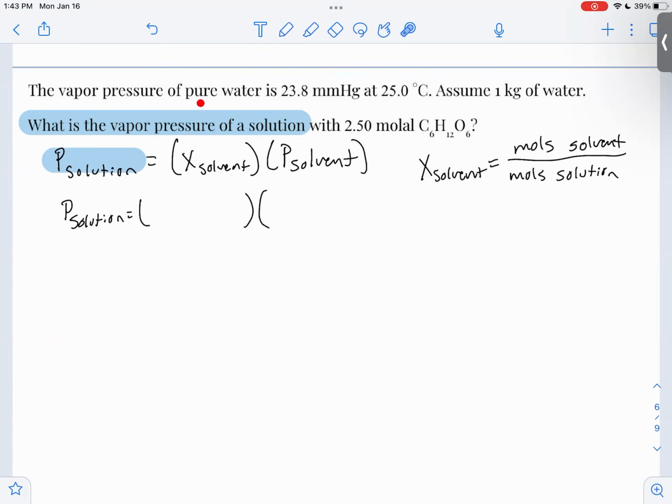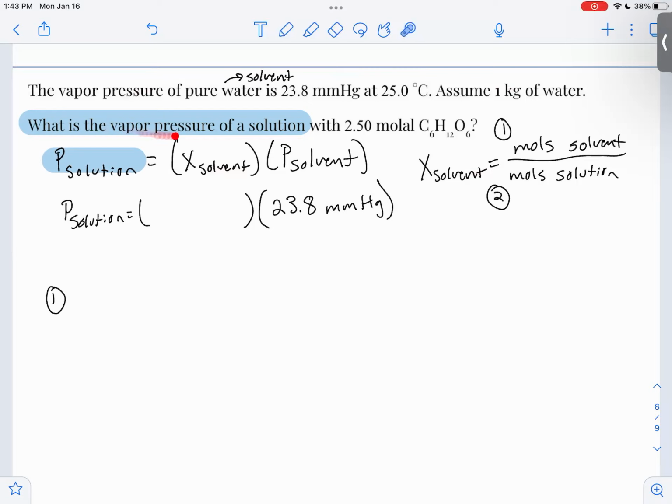The vapor pressure of pure water is 23.8 millimeters of mercury. The fact that it says the vapor pressure of pure water is telling us that our water is our solvent here. And it gives us that pressure, so we can put that here, 23.8 millimeters of mercury. Now, all we have to do is solve for our mole fraction. So we need the moles of the solvent and then moles of the solution. Let's do the moles of the solvent first.